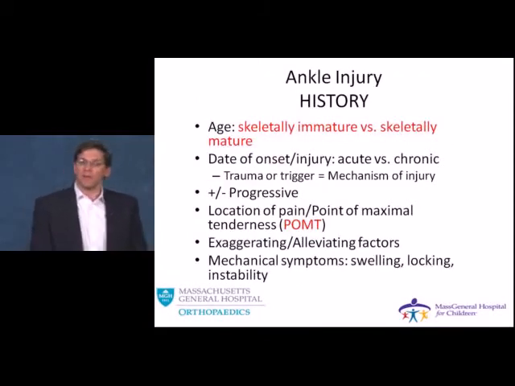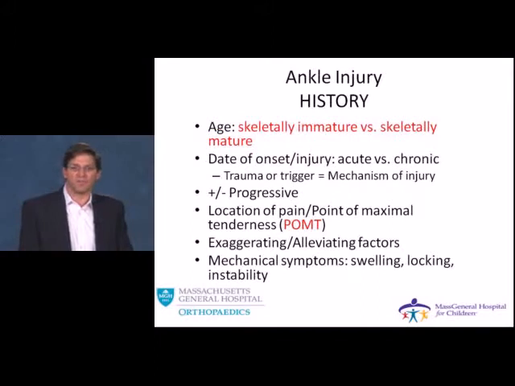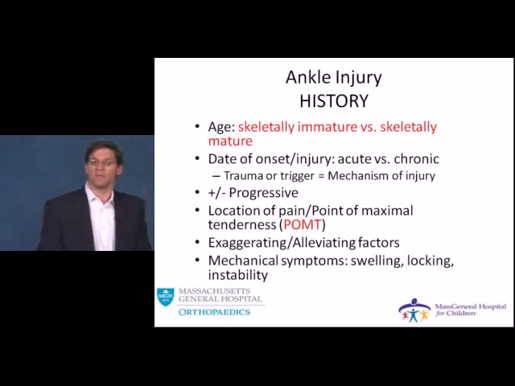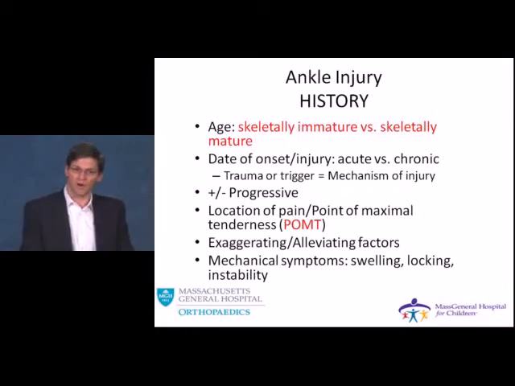When starting with an ankle injury, there are obvious parts of the musculoskeletal history that we want to take into account. Once again, the starting point is whether this patient is skeletally immature or skeletally mature, because our differential will be very different depending on whether they have physes open or closed. Next is the date of onset of the injury, whether it be an acute or chronic injury, and then what is the trauma or trigger? What is the mechanism of injury? Sometimes children do need to be cued on this. You can ask, is there a trauma or trigger? You might have to ask, is there any change in the training regimen or new sport? In addition, is the pain progressive?